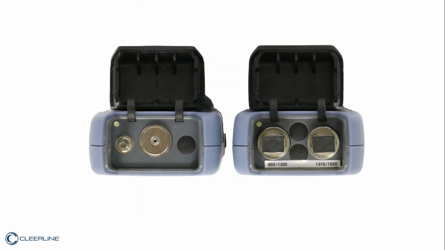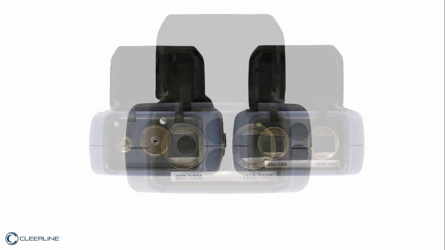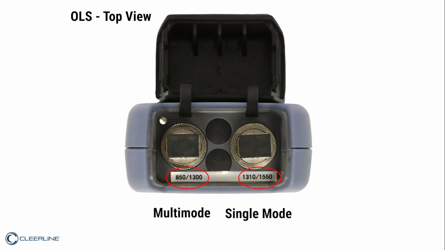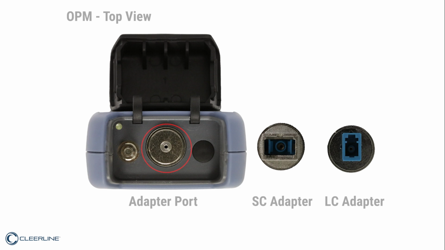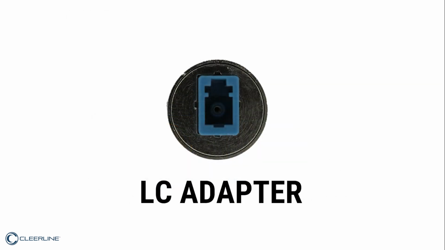Top view of the OLS and the OPM. OLS ports: 850 and 1300 for multimode, and 1310 and 1550 for single mode. OPM ports: VFL, used for visual testing of the fiber. Adapter port. Ensure you have the correct adapter in place for the cable being tested. Adapters are included in the kit. For this test, we'll be using the LC adapter.